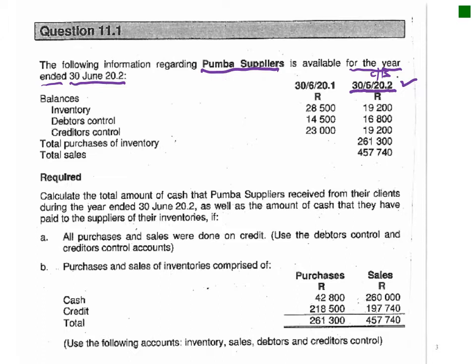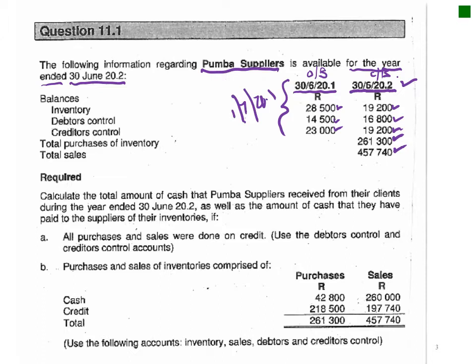So these will be our closing balances, and 30th of June 2001 are the closing balances at the end of last year, the opening balances at the beginning of this year. So those are the balances at the 1st of July 2001, which is the beginning of our current year. At the 30th of June 2002, they give us the closing balances for inventory, debtors and creditors. These are the opening balances. And then they also tell us what the total purchases and the total sales are for the 30th of June 2002 year.